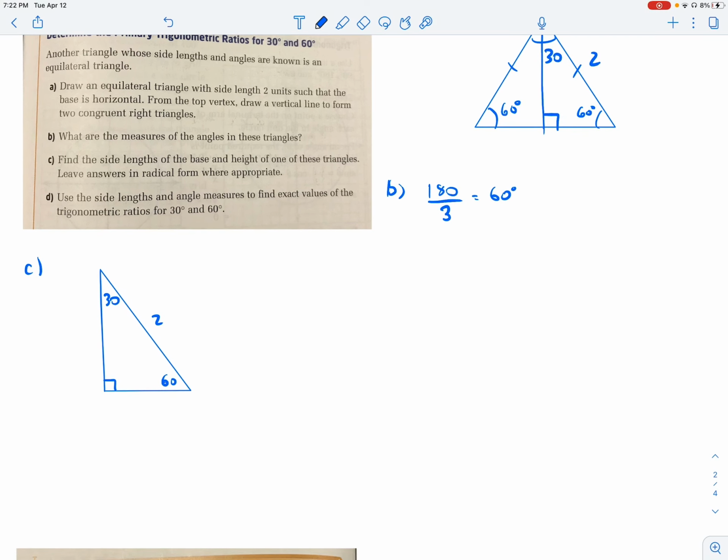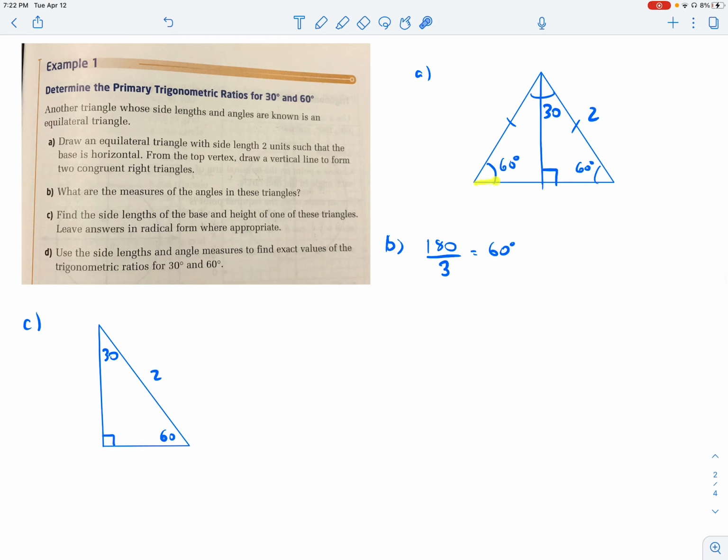So I know that this had a length of 2, and when we cut it in half, that leaves one side to be 1. So I know that this length is 1 here. Now the height, I don't know what that is. I'm going to call it x. So we could do Pythagorean theorem for this.